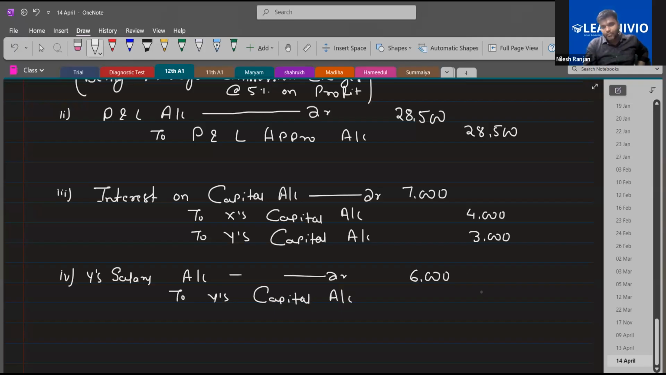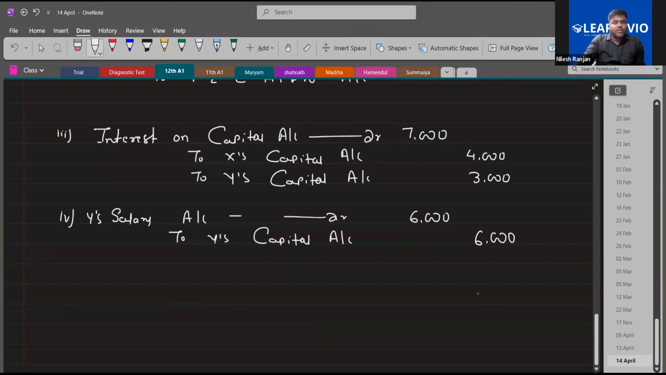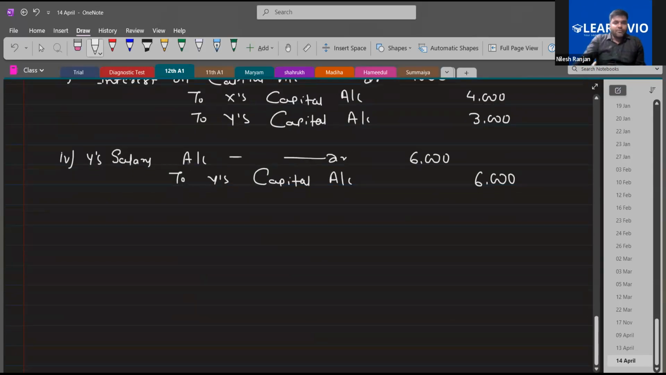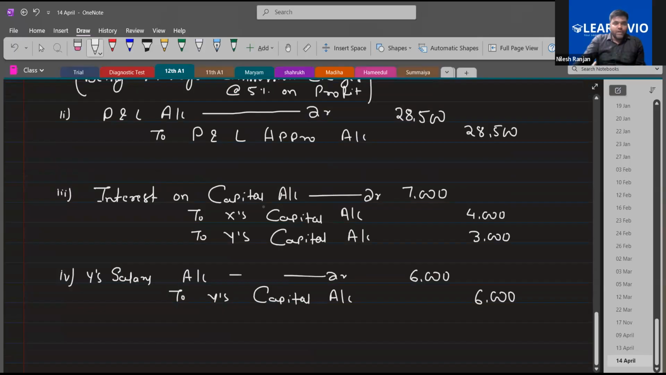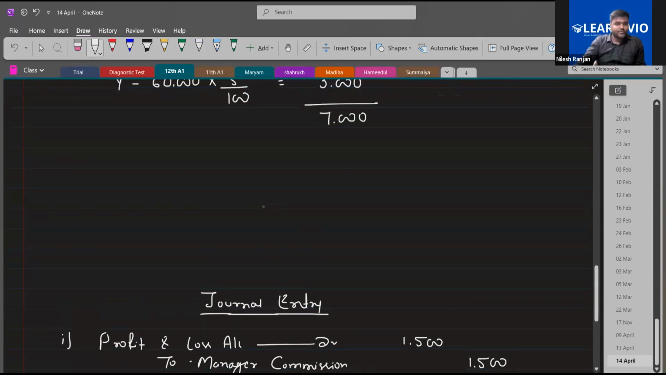We are crediting capital account because due to interest and salary of partner, their capital account will increase. So that's why capital account is on the credit side. If it decreases, then we will write capital account on the debit side. And also interest on capital and salary is expenses for the business. That's why it is on the debit side as per rule of nominal account. So these entries. After writing all these entries, we need to calculate profit.